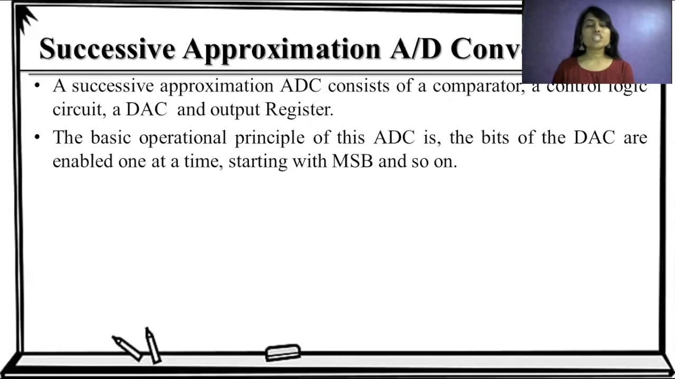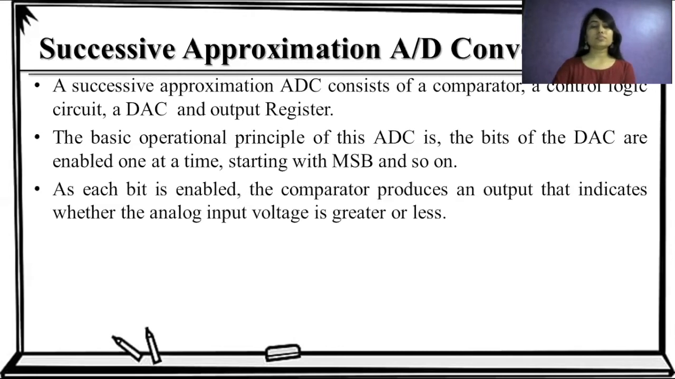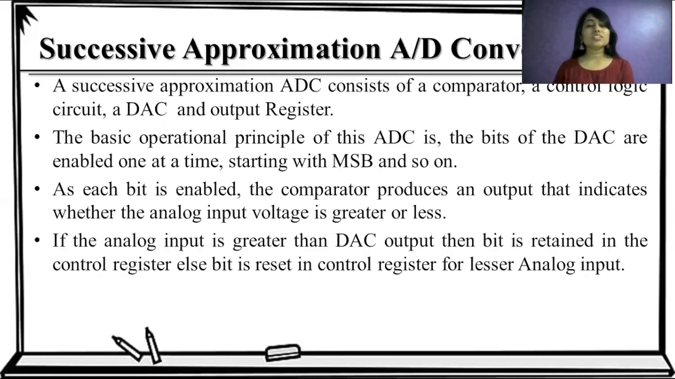The basic operating principle of this analog to digital converter is that the bits of the digital to analog converter are enabled one at a time, starting with the MSB and so on. As each bit is enabled, the comparator produces an output that indicates whether the analog input voltage is greater or less. If the analog input is greater than the DAC output, then the bit is retained in the control register, else the bit is reset in the control register for a lesser analog input.